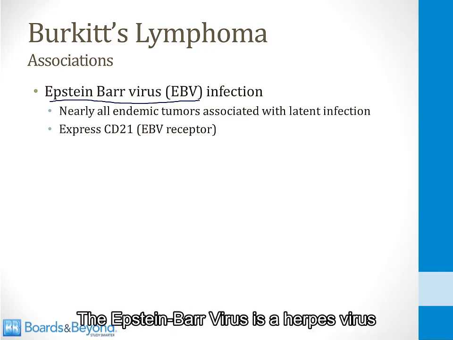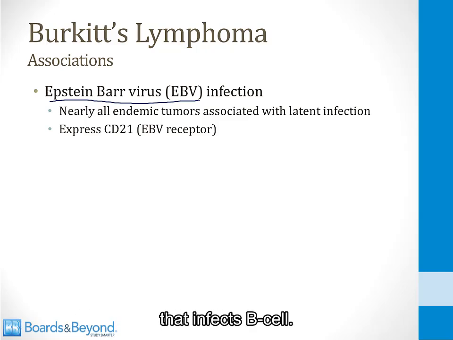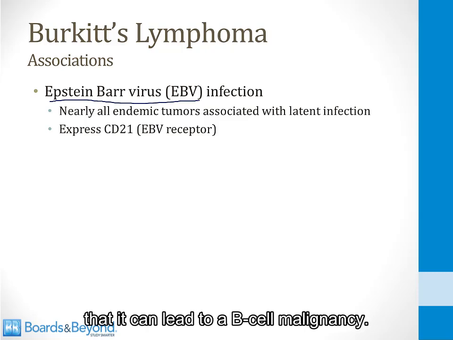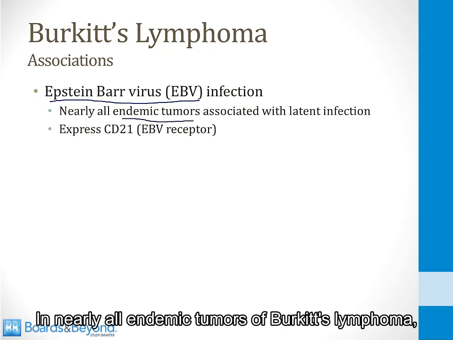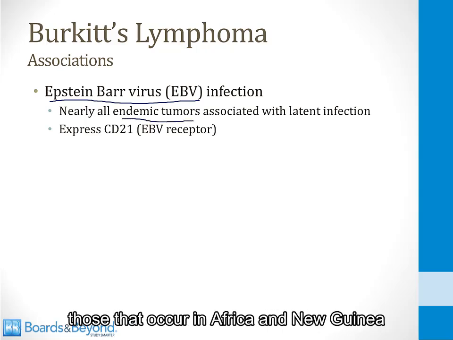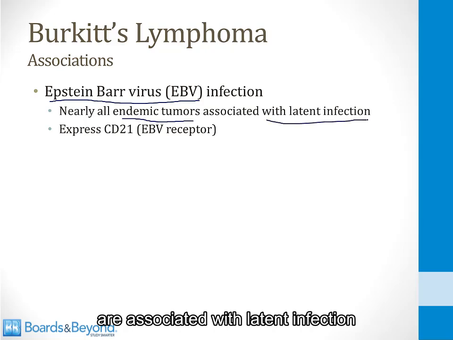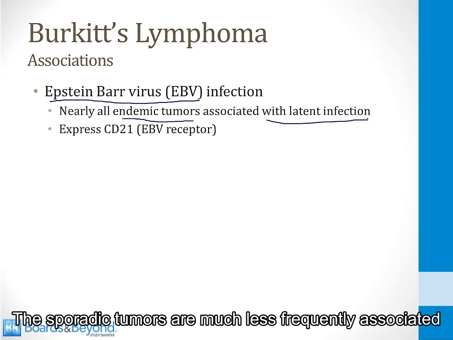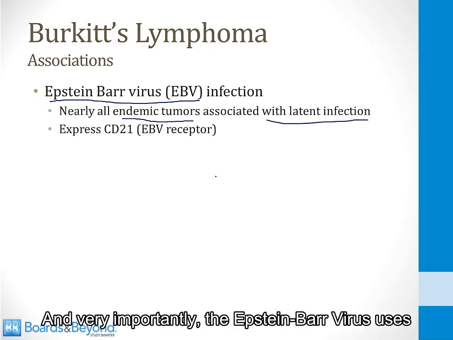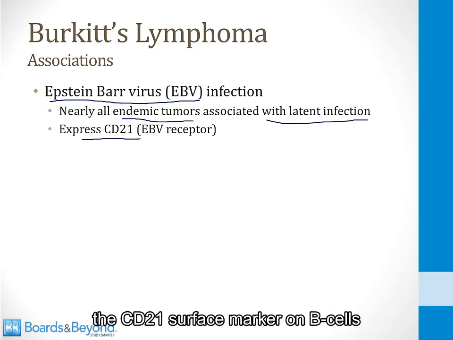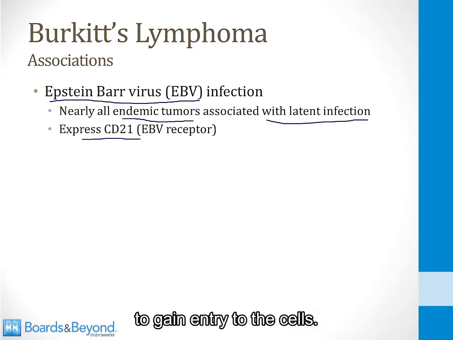The Epstein-Barr virus is a herpes virus that infects B cells, so it should make sense to you that it can lead to a B cell malignancy. And nearly all endemic tumors of Burkitt's lymphoma, those that occur in Africa and New Guinea, are associated with latent infection with the Epstein-Barr virus. The sporadic tumors are much less frequently associated with Epstein-Barr virus. And very importantly, the Epstein-Barr virus uses the CD21 surface marker on B cells to gain entry to the cells.